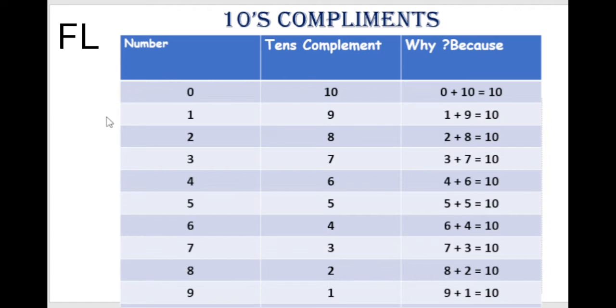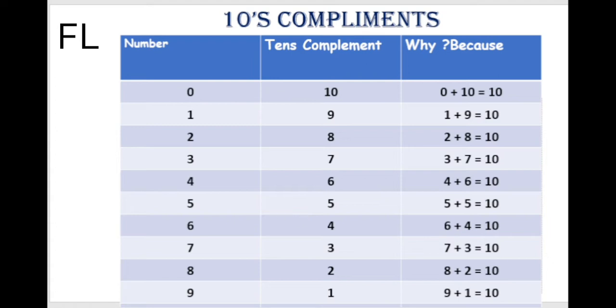In 10 complements, if you have to find the 10 complement of 0, you have to subtract that number from 10. Of course, if you subtract 0 from 10, you will get 10. The same way, the 10 complement of 1 is 9, of 2 is 8, and in this way, from this table you have to learn the 10 complements.